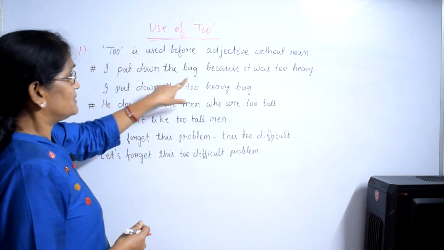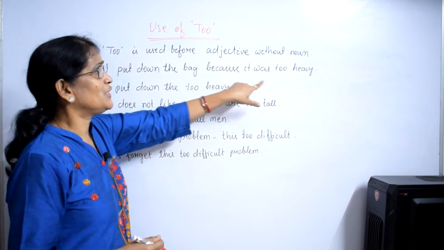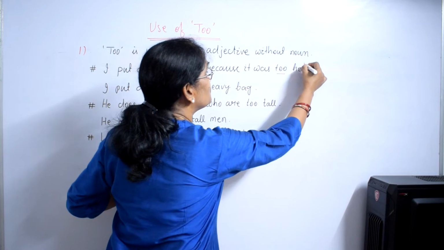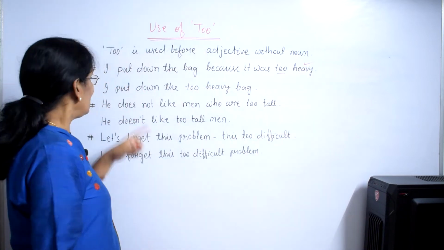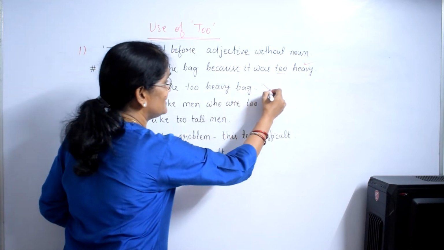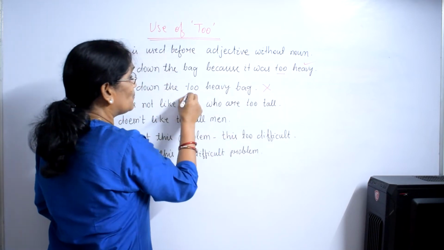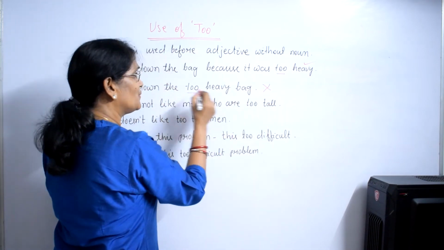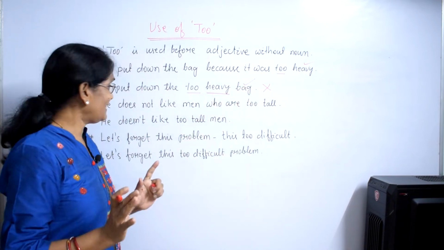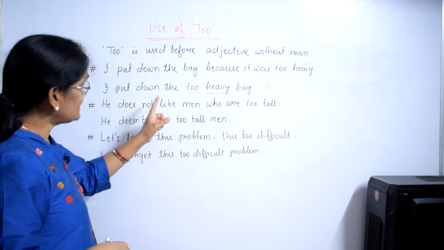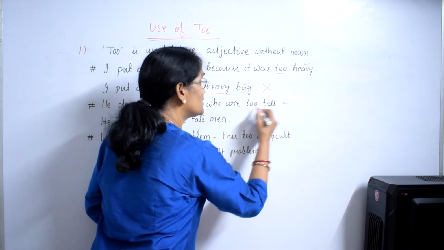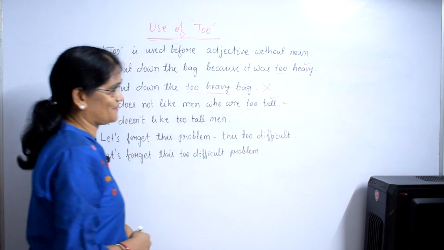I put down the bag because it was too heavy. That means too is used before an adjective. I put down the too heavy bag. The sentence is wrong because we can't use too before an adjective with a noun. Right? He does not like men who are too tall. This is correct because too is used before an adjective.